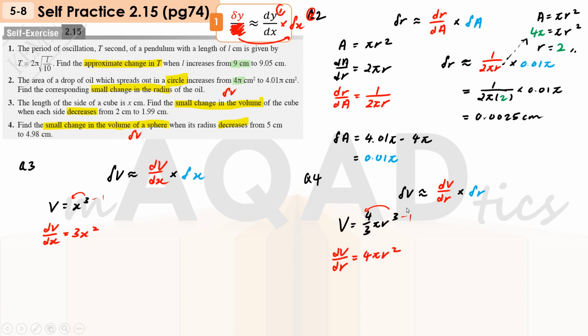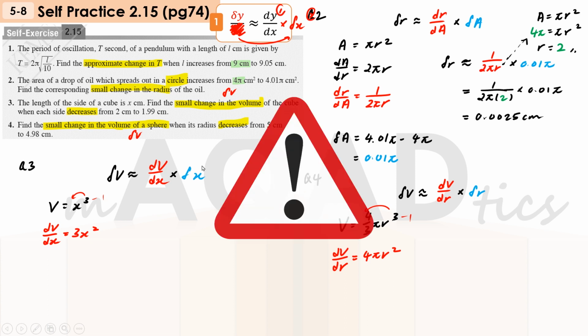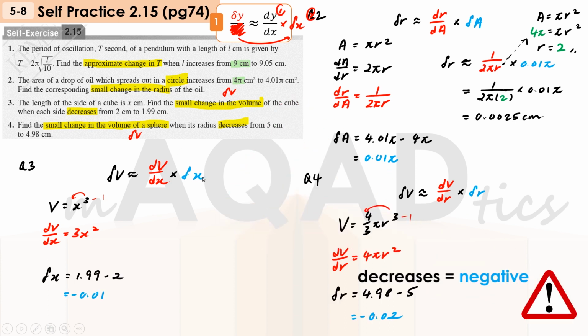Second thing, delta x and delta r. For delta x and delta r, we need to subtract the original value from the changed value. So it's 1.99 minus 2, not the other way around. Otherwise, you wouldn't get a negative number. You get the negative number because here it says decreases. Decreases means this delta will be a negative number.